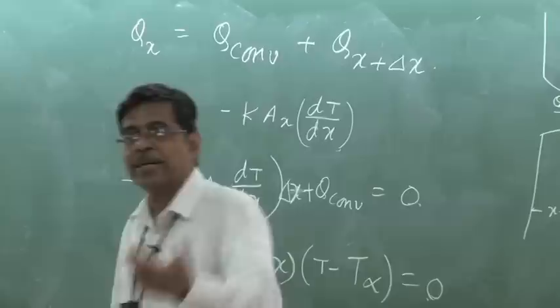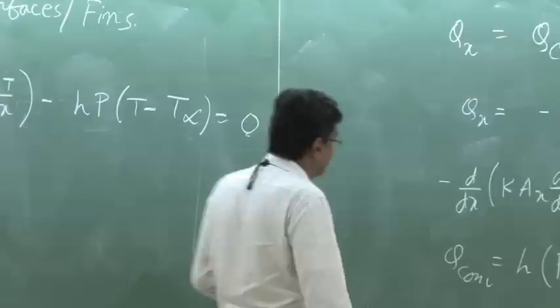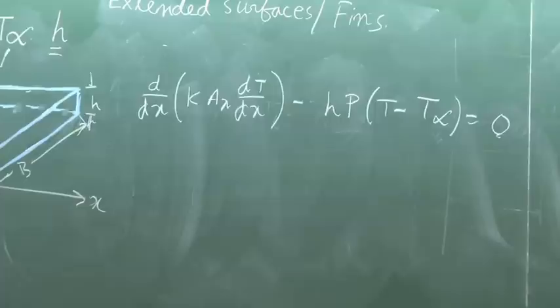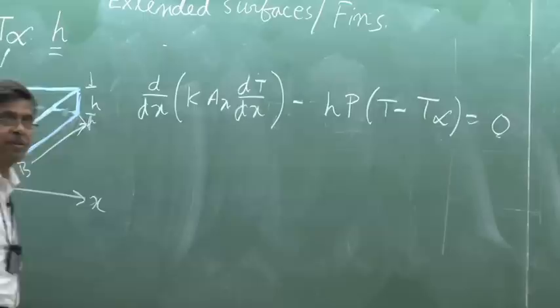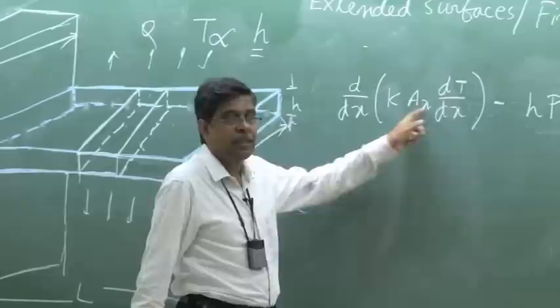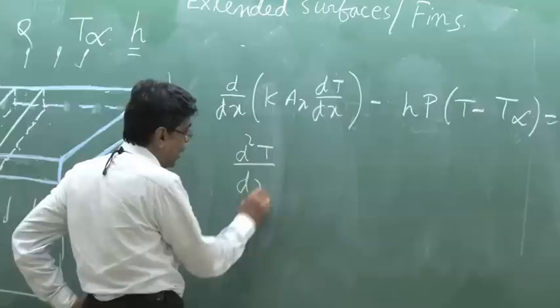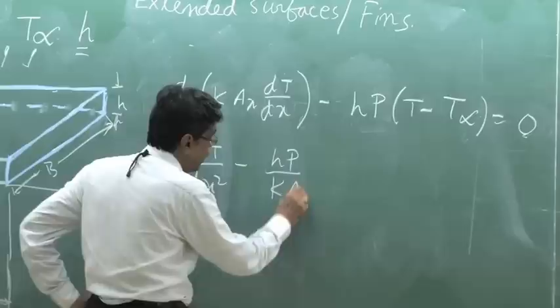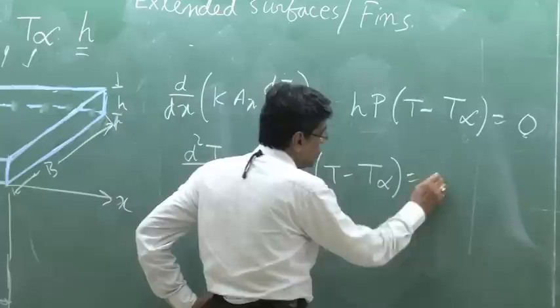So if we know the physics, then we can find the basic governing differential equation for the temperature distribution. Let us consider a very simple case: constant thermal conductivity, no temperature dependence, and this type of rectangular fin. That means A is constant. Then we get a very simple equation: d squared T dx squared minus hP by kA (T minus T infinity) is zero.